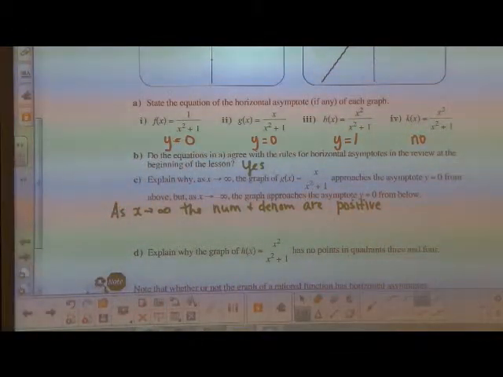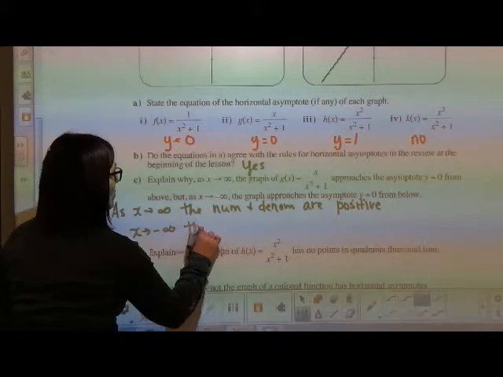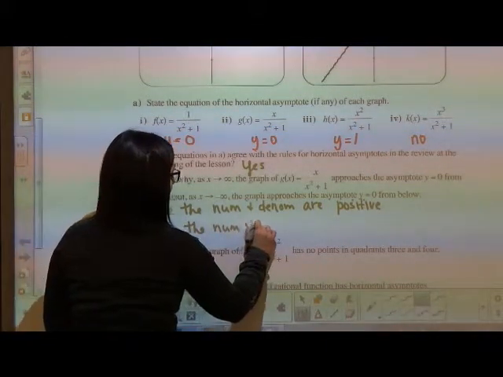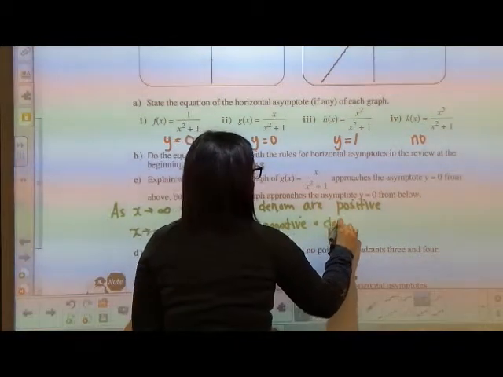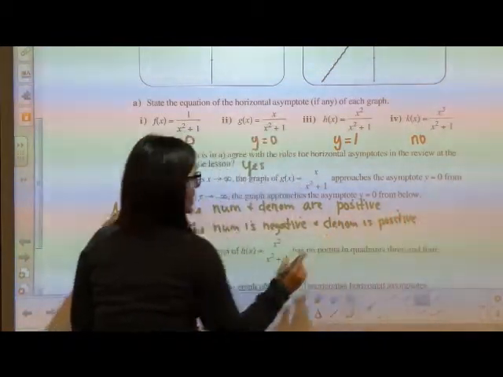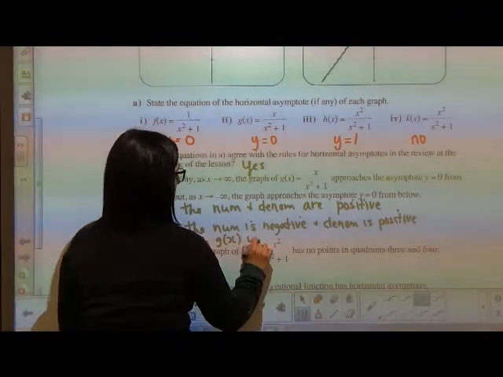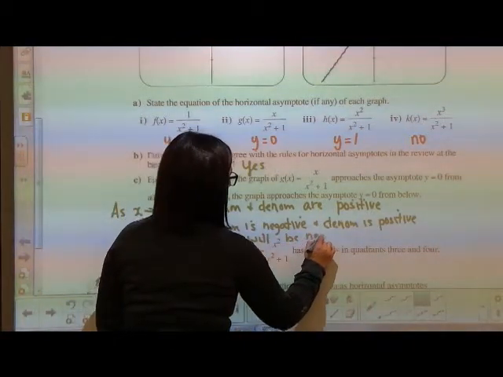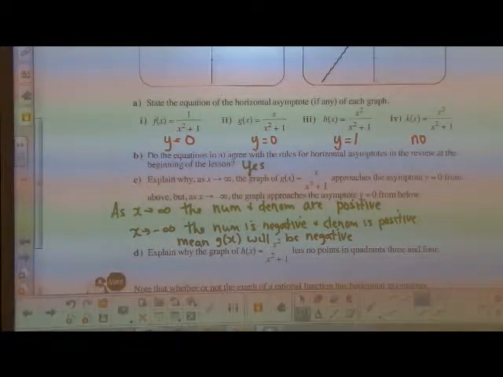When I look at the x value approaching negative infinity, the numerator is negative and the denominator is positive, which means g of x will be negative, which is why it will approach from below, because the value of g of x is going to be negative.